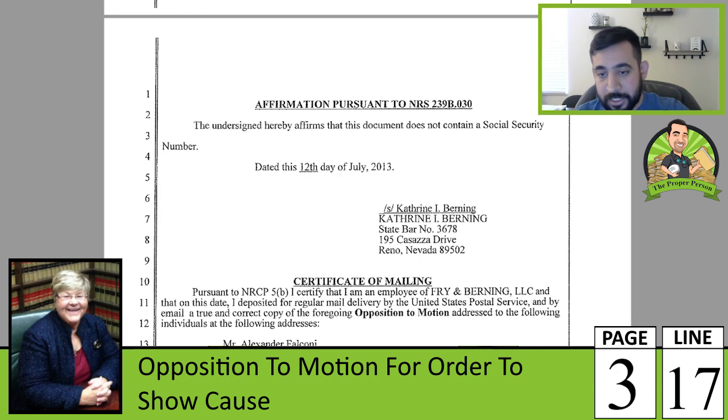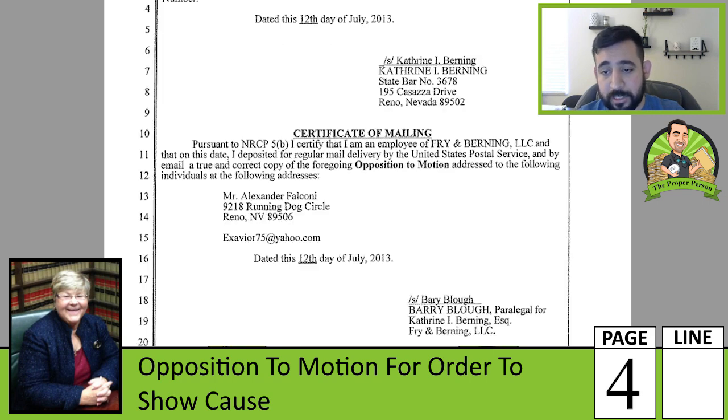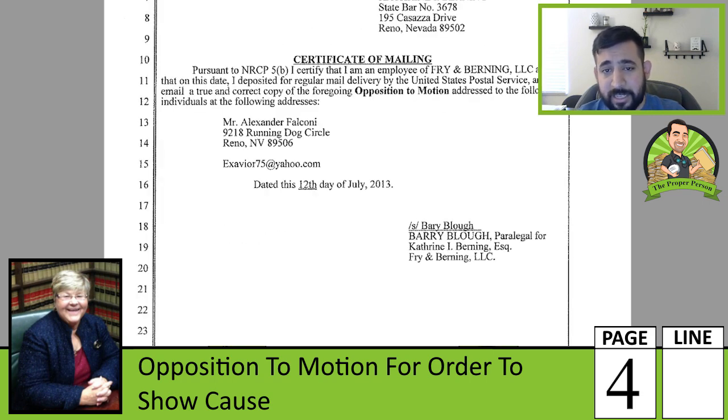Moving down into the next section. We have here an affirmation pursuant to 239B, which is my ex's attorney indicating to the clerk of the court that this document doesn't contain a social security number of any person. Certificate of service by mailing under Rule 5, indicating that she sent this document to me. It looks like she also emailed it to me, which is nice.